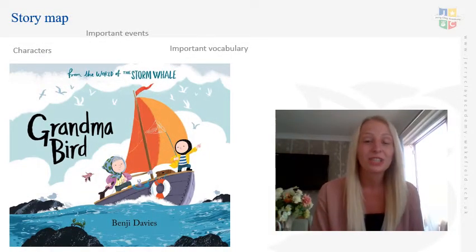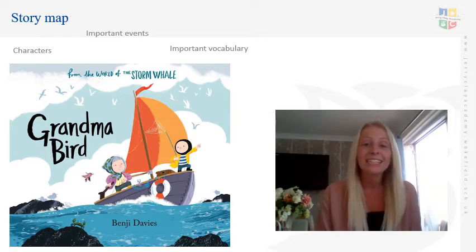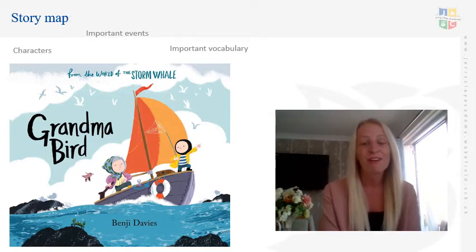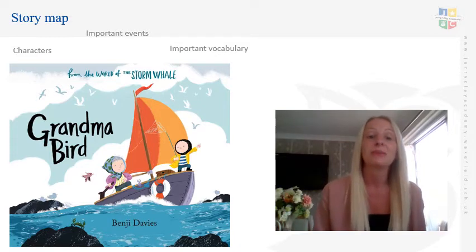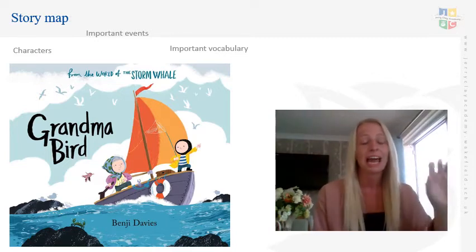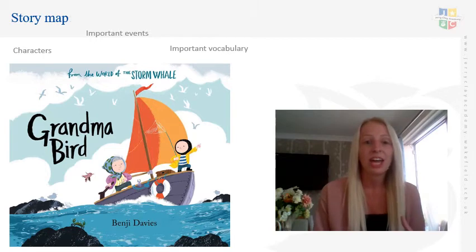Okay, so our challenge for literacy today is to create a detailed story map, so using pictures to represent the story of Grandma Bird. Now when we are doing this, we need to think about the characters who are in the story, and we're drawing pictures only to represent the important events. We don't need to draw every single illustration that was in the book, only picking out each picture that represents important events that happen to give an overview of the structure of the story.